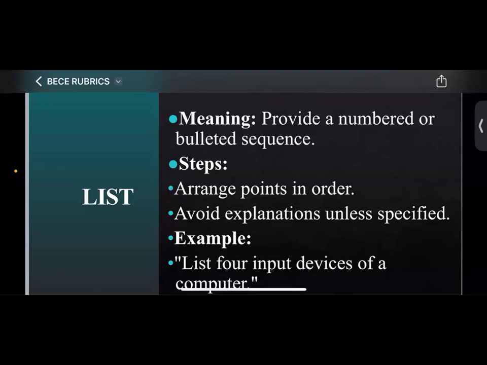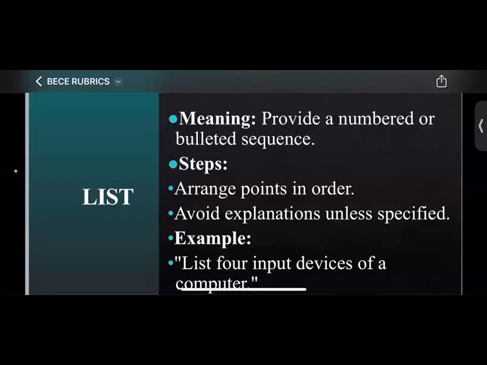Don't go and start from Uranus. Don't go and start from Saturn. Don't go and start from Neptune. You start from Mercury in that order. So when you are asked to list, you are going step by step and you are arranging it in the right order. Avoid explanations unless specified.